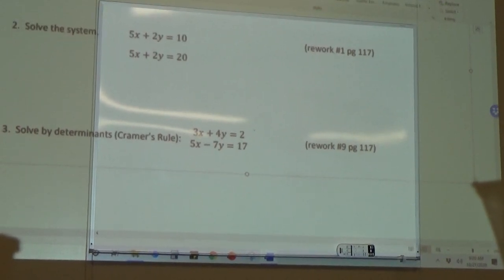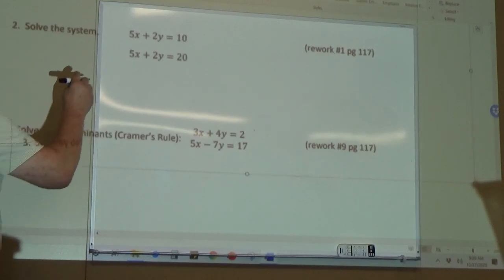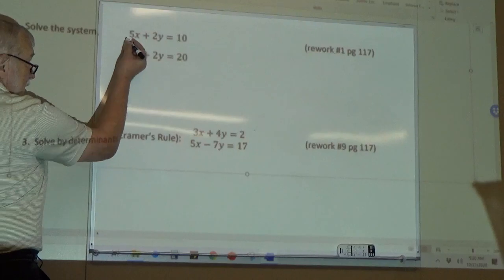Okay, so we're recording. All right, so this is quiz 4, and in order to be able to solve this system by elimination, what are you going to try to do? You're going to try to get rid of the x's.